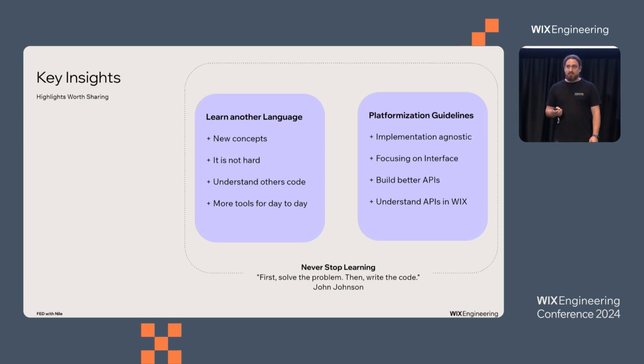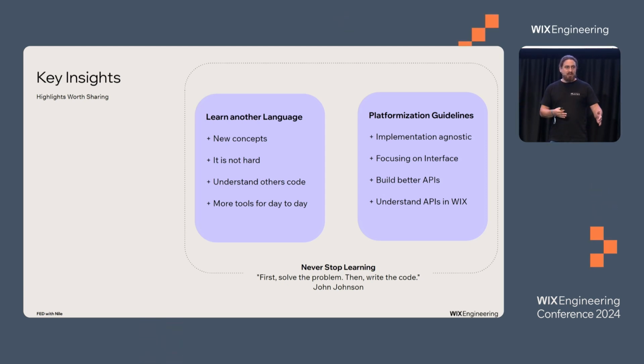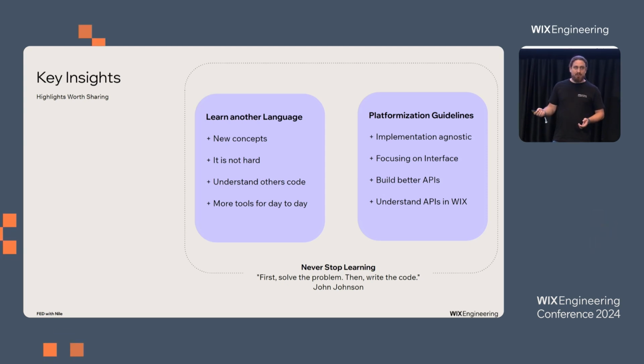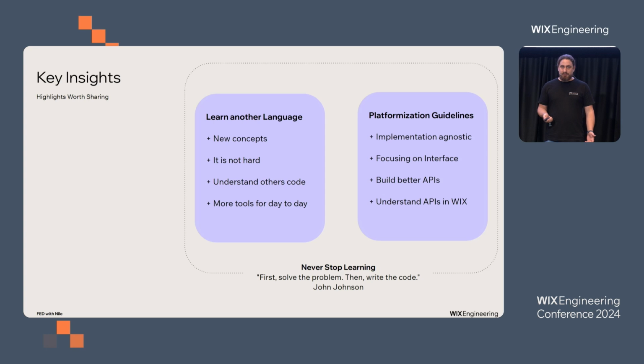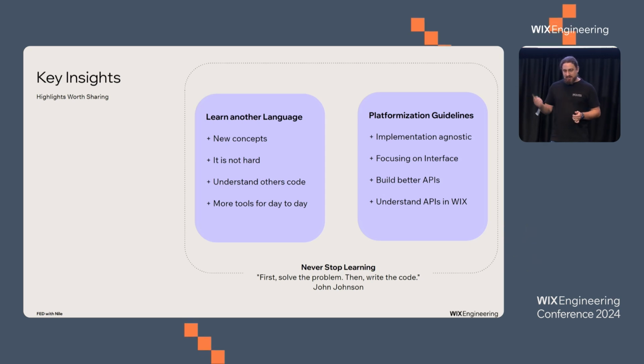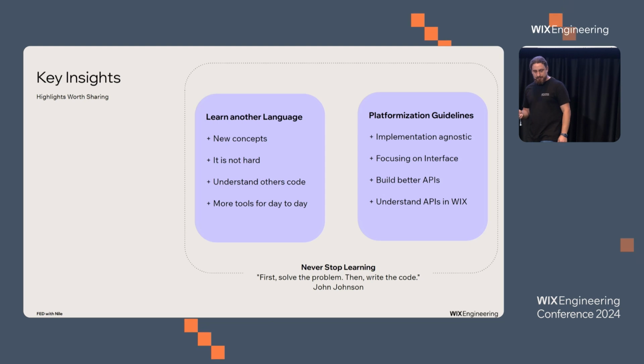Understand others' code. If you are a front-end developer, you can look at the code of your backend and understand how stuff works. And vice versa. If you are a backend developer, you can take a look at your front-end code if you know a bit of JavaScript. More tools for day-to-day. Like I use Python for some utilities. I'm not proficient in Python, but you can do a lot, especially with AI help, and get faster with your day-to-day tasks.